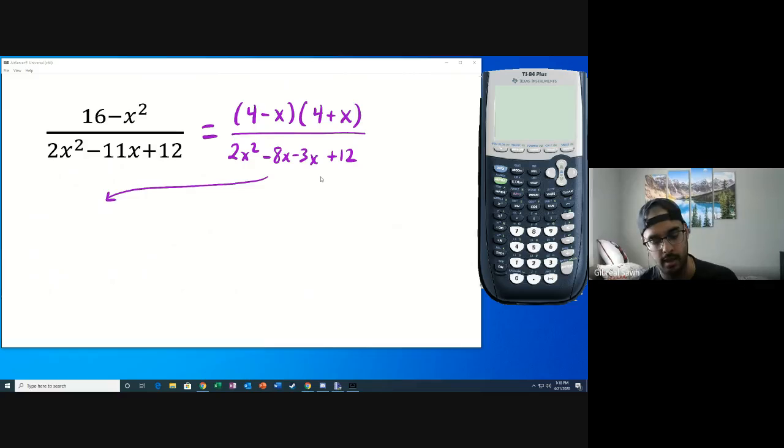So let's go ahead and make that change that I was talking about. On the top, we can factor a negative sign out from the first term. What that's going to do for us is flip everything.